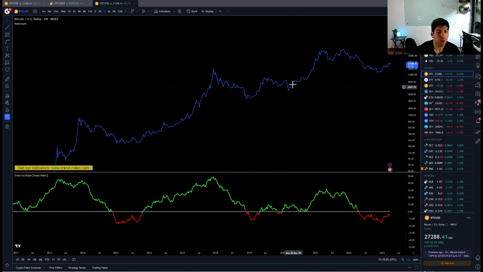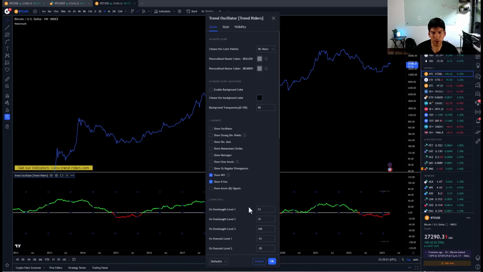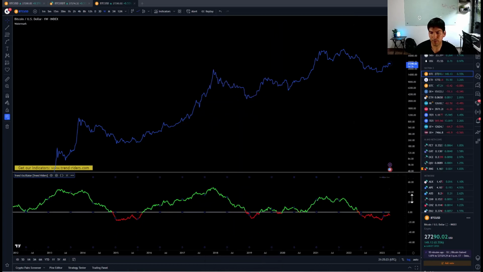For this, we're gonna go to our TradingView chart and add our trend oscillator indicator. We have to make sure that these boxes are checked: the MFI and show zero line.